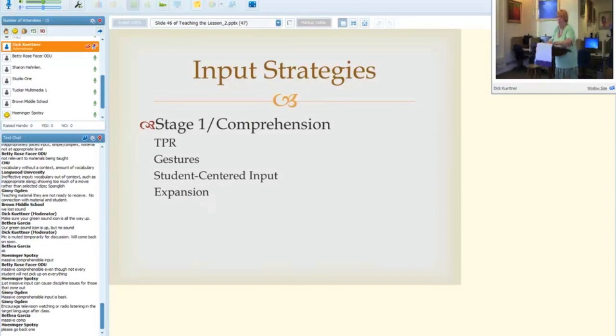So in comprehension, you can use these. Now, I think that all of these can be used at any level, but you're going to have to adapt them. But some of your textbooks will say this is what you should do at stage 1. I like to come back. I use this one at all levels. And you can use the same activity, but change it for the language level and for the age level.